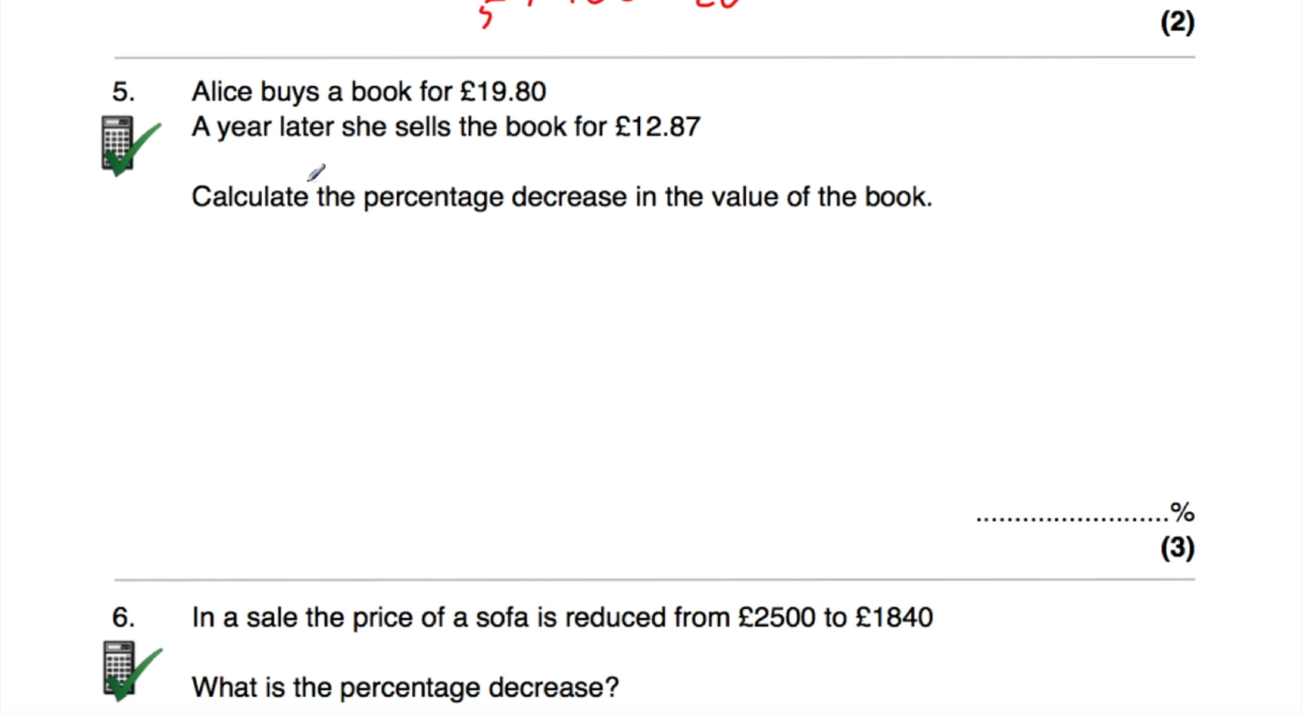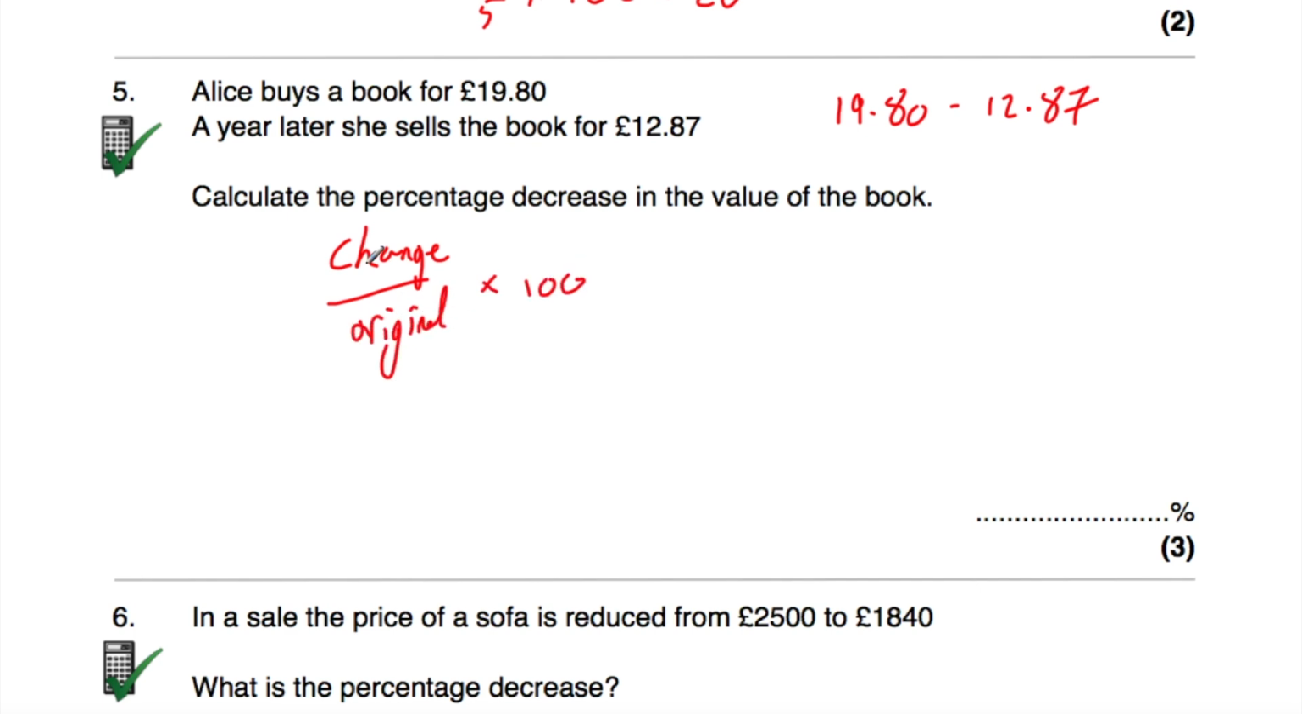And we've been asked to work out the percentage decrease in the value of the book. That's a calculator question, so let's do £19.80 subtract £12.87. And the reason is, remember, to work out percentage decrease, we're going to do change divided by original, and then we're going to times that by 100. So I'm just working out the change here.